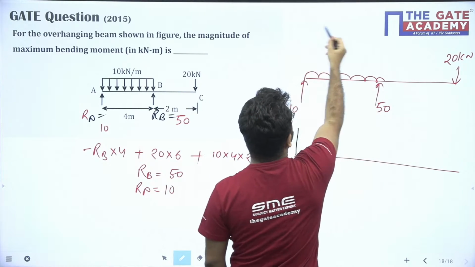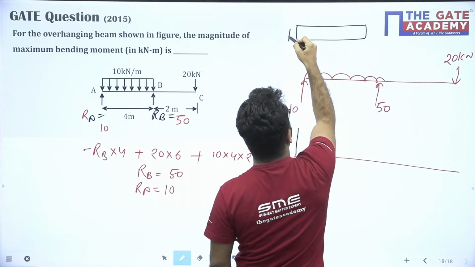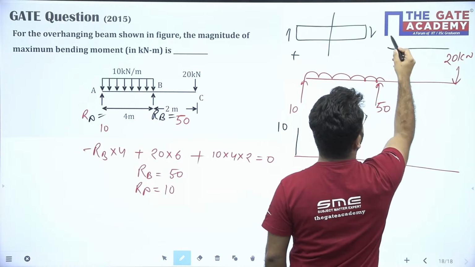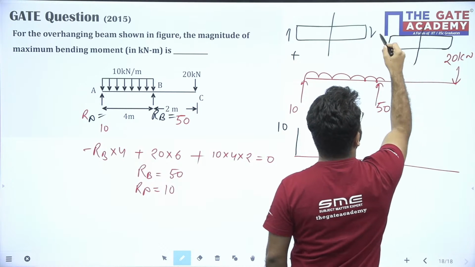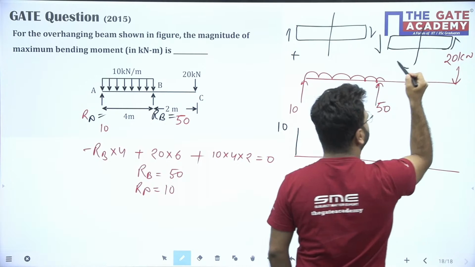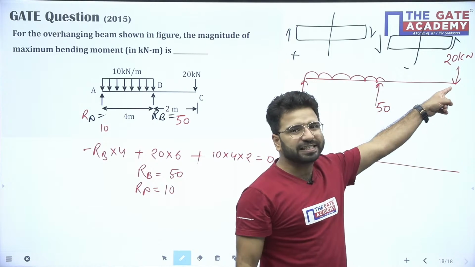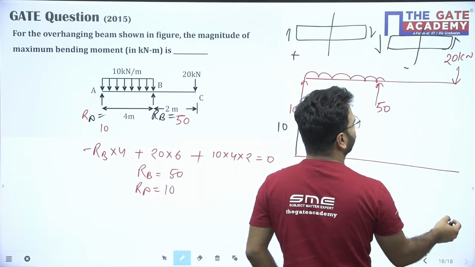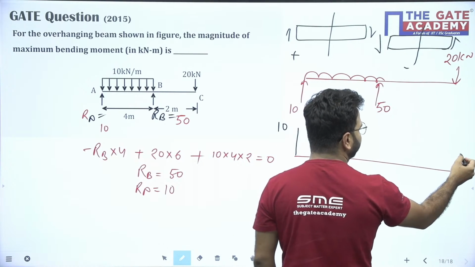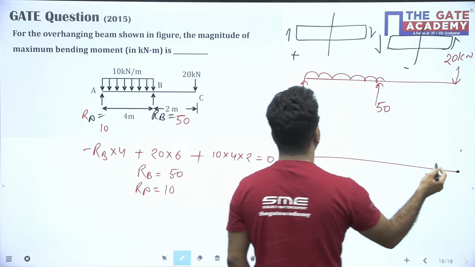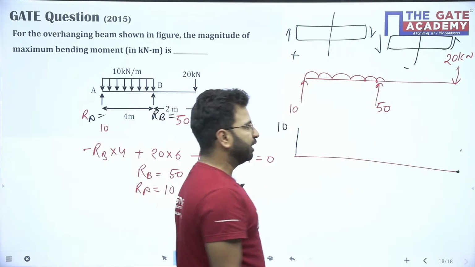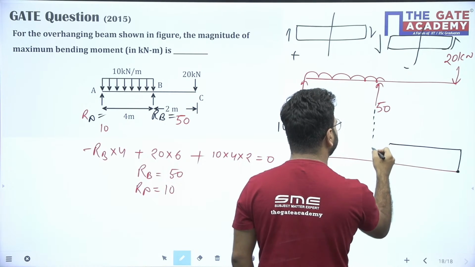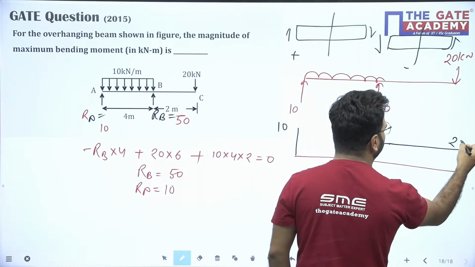Now do you remember the sign convention of the shear force diagram? This is my positive shear force and this is my negative shear force. You can see the right side force is downward, so right side downward force is positive. So how will the shear force come here? It will come constant up to this point, yes or no?